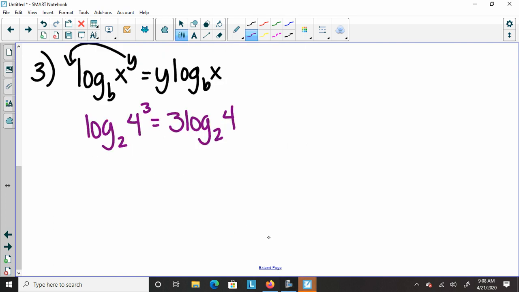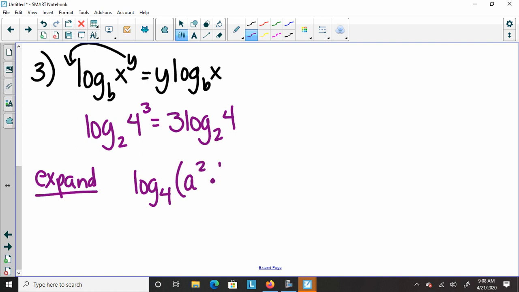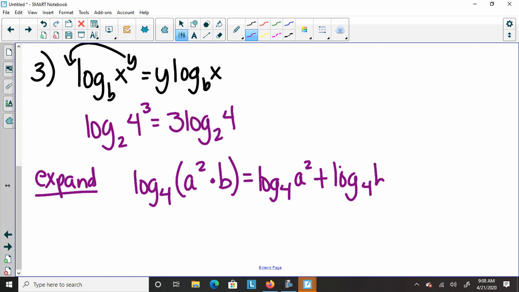Okay, so let's put a couple of these together so we can have more than just one of the properties going at once, and we'll see how we can expand and also condense. So we'll expand first. Let's say I had log base 4 of a squared times b. So we have a times. If we're going to expand this, we know this times is going to turn into a plus. So this is log base 4 of a squared plus log base 4 of b.